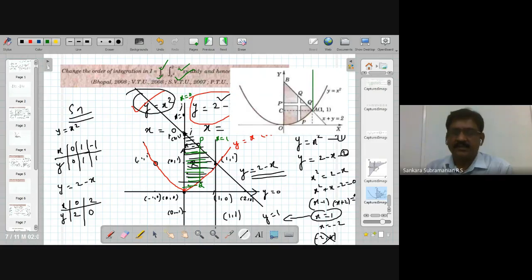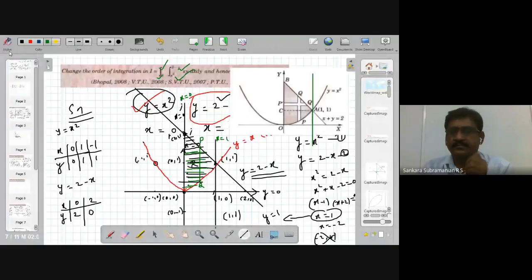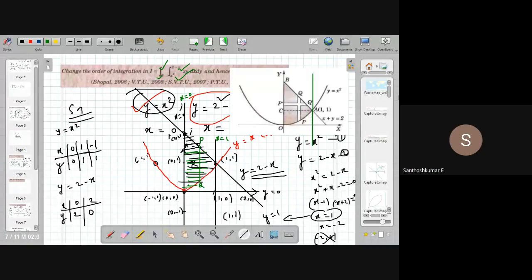This is the line, actually, x is equal to 1. Yeah, this is the region of integration. I think you may appreciate what we have drawn here, right? It is a rough sketch. All right. Yes, sir. Now, what is the next step?